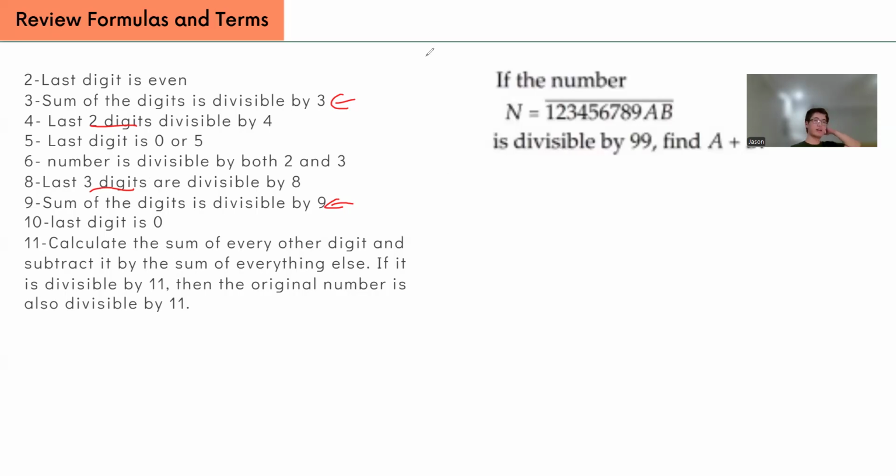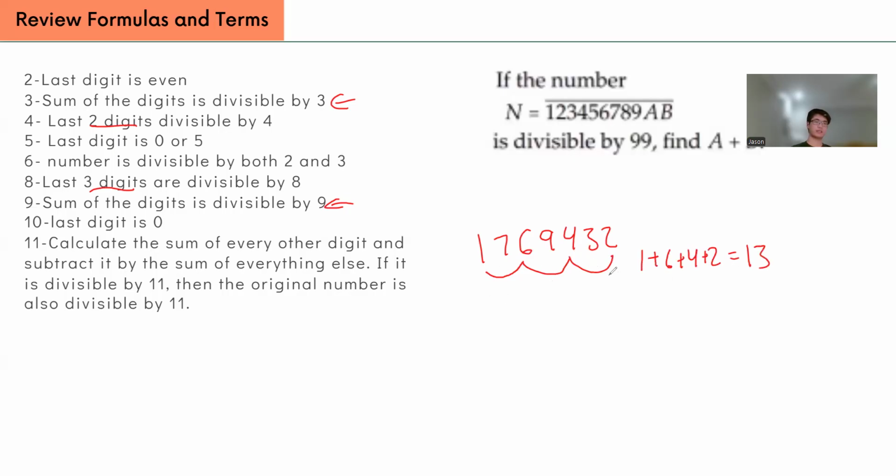Okay, so 11. Someone mentioned that they're not as familiar with 11. It has a lot of text, but it's the difference of the alternating sums. What this means is, let's say you had 1, 7, 6, 9, 4, 3, 2. You skip every other number, so you take 1, 6, 4, and 2 and add them up. 1 plus 6 plus 4 plus 2 equals 13.